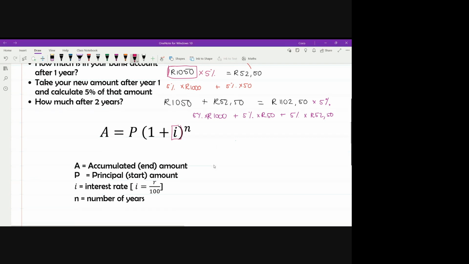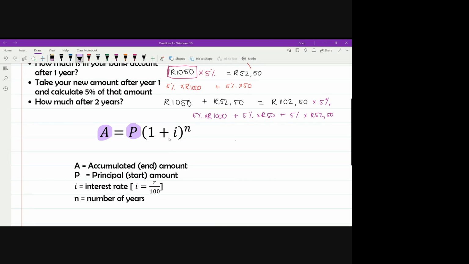So let's put this into practice. So remember what everything in our formula stands for. We know that our A stands for the accumulated amount, and accumulated means it's just added up, which means the final amount, what we get at the end of our calculation. Our principal just means first, which means the amount that we start with. And that's why ma'am has written start amount there. That's what the P stands for.